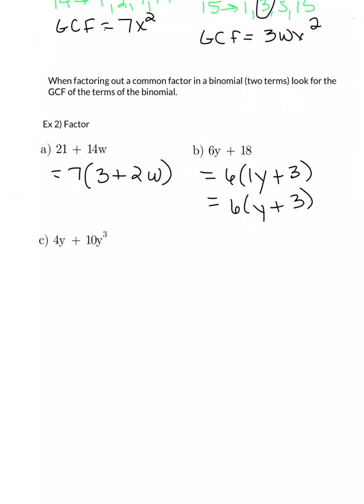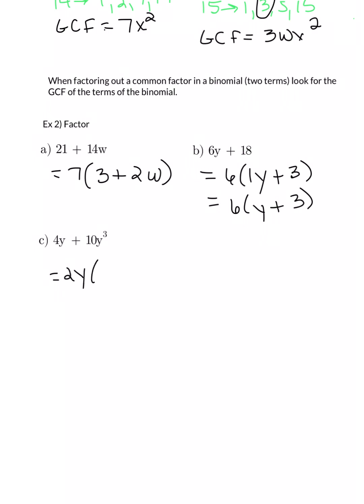plus 3. For our next example, we have 4y plus 10y to the third. The GCF of 4 and 10 is 2. So we're going to take out a 2. There is a y in both terms. So we take out the lowest power, which is the y to the first.